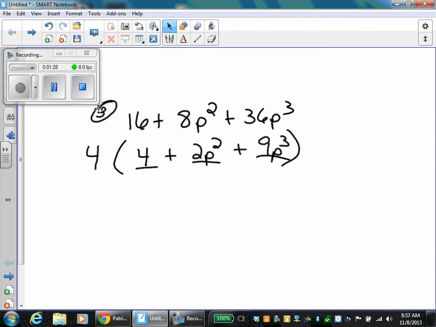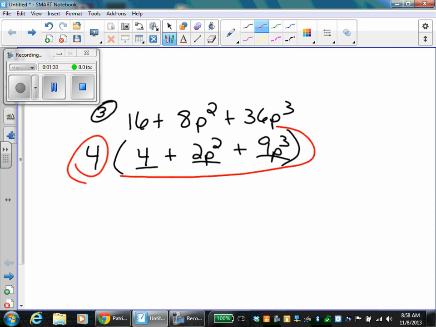And so what would one of the factors be? 4, your GCF is one of your factors. What would another factor be? 4 plus 2p squared plus 9p cubed. That trinomial. This is a monomial times a trinomial. That's the answer. These are the 2 factors.